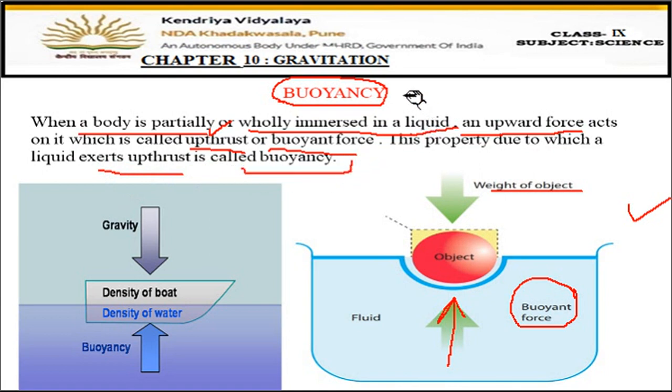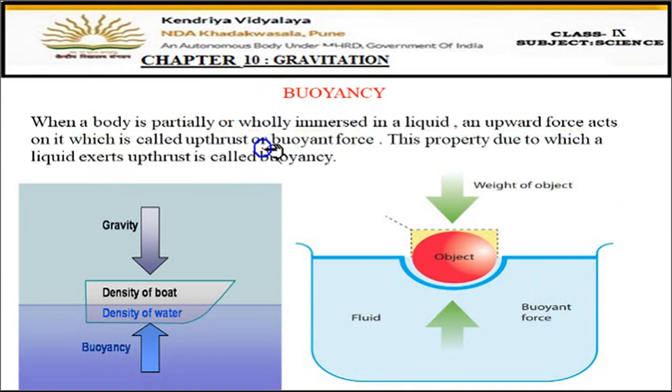So buoyancy is the property, and the force which is applied is the buoyant force. Right, the force which is applied is the buoyant force, and this property of liquids to exert an upward force is called buoyancy. Now here in this diagram you can see that gravity is pulling this boat downward. This is a boat on the surface of water, so gravity is pulling it down, but this fluid is exerting an upward force, which is called the buoyant force or buoyancy. Okay, so this is about the buoyant force.